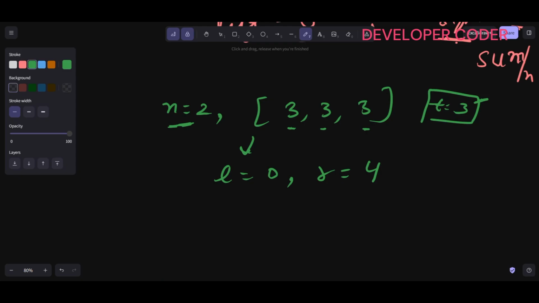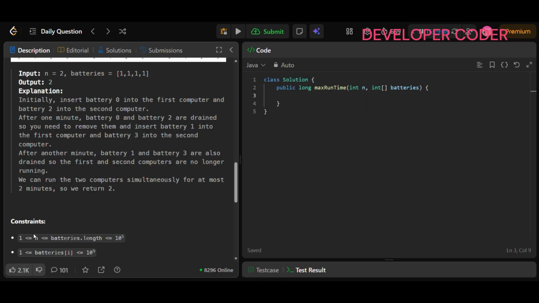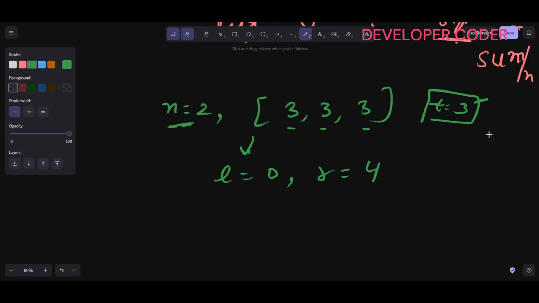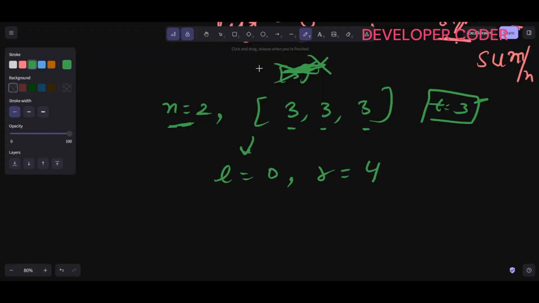Okay, and here the constraints, if you see, the n value is less than or equal to batteries' total length, right? And it is less than or equal to 10 to the 5, right? So the n value is always going to be less than or equal to batteries' total length, right? So I can easily say, it's not like n is equal to 2 and only 3 is given, right? This is not the case. So n value is always less than or equal to batteries' total length, right?